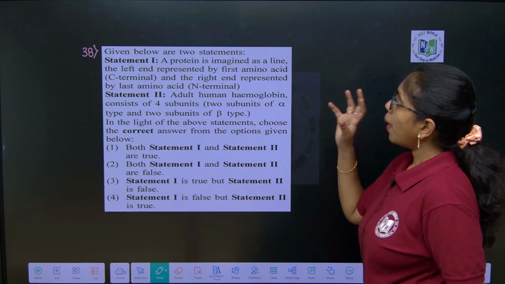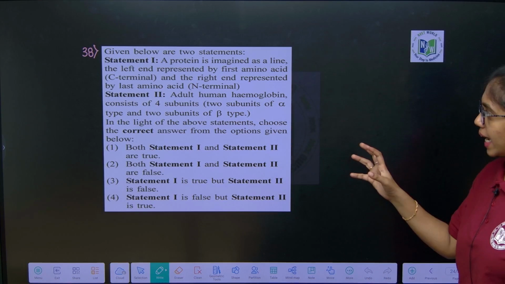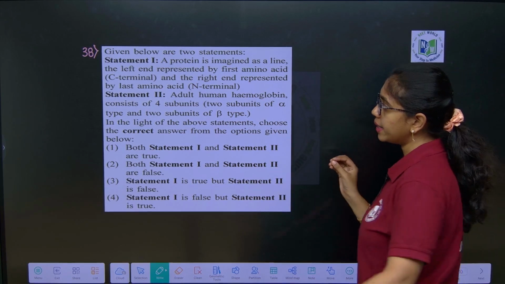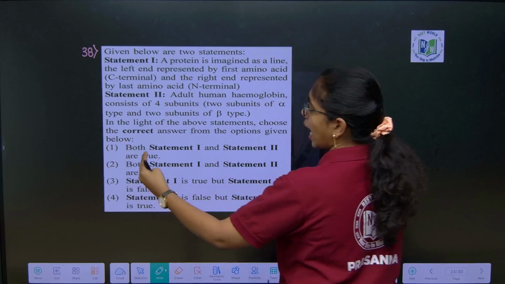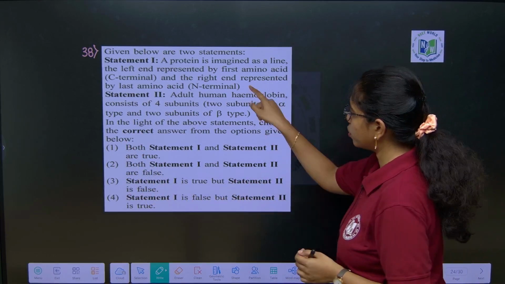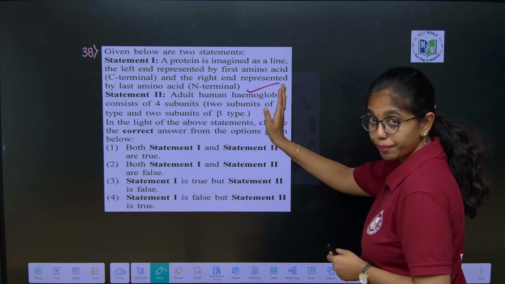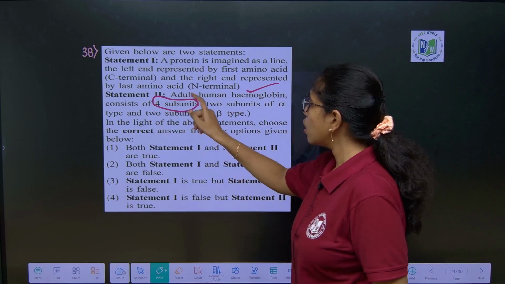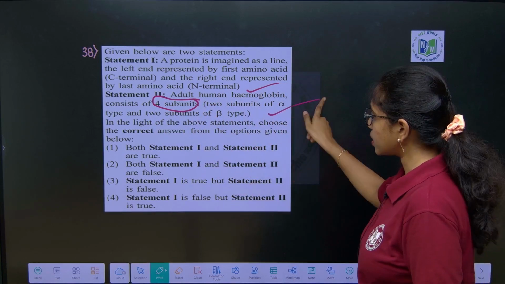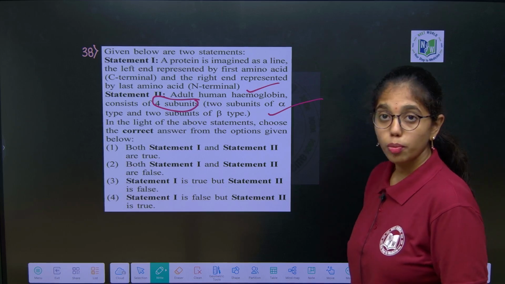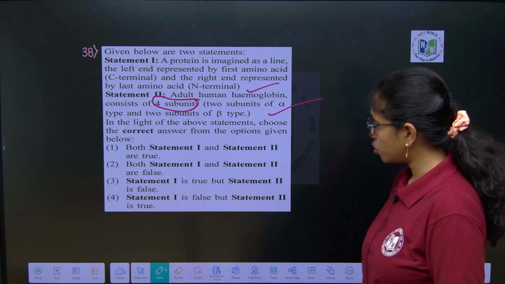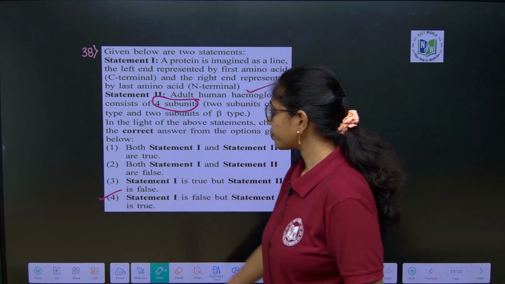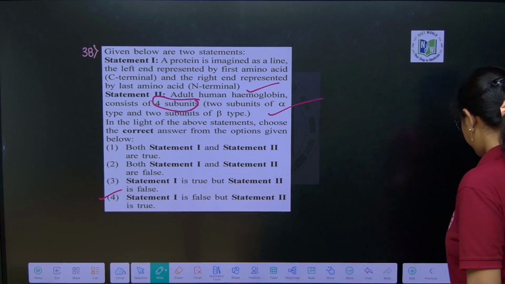Next, a protein is imagined as a line, the left end represents the first amino acid and the right the last amino acid, true, N terminal and C terminal. Adult human hemoglobin has 4 subunits, 2 alpha and 2 beta subunits, that also is correct. So both statement 1 and statement 2 are true.